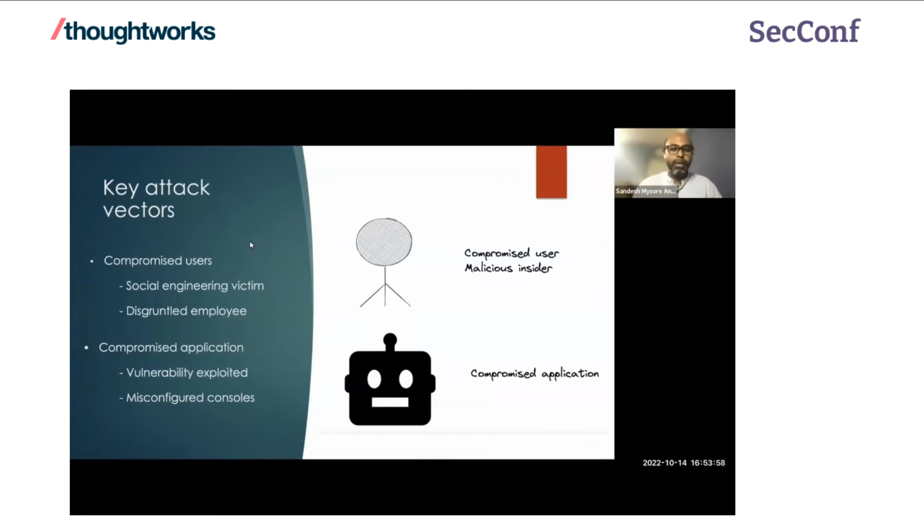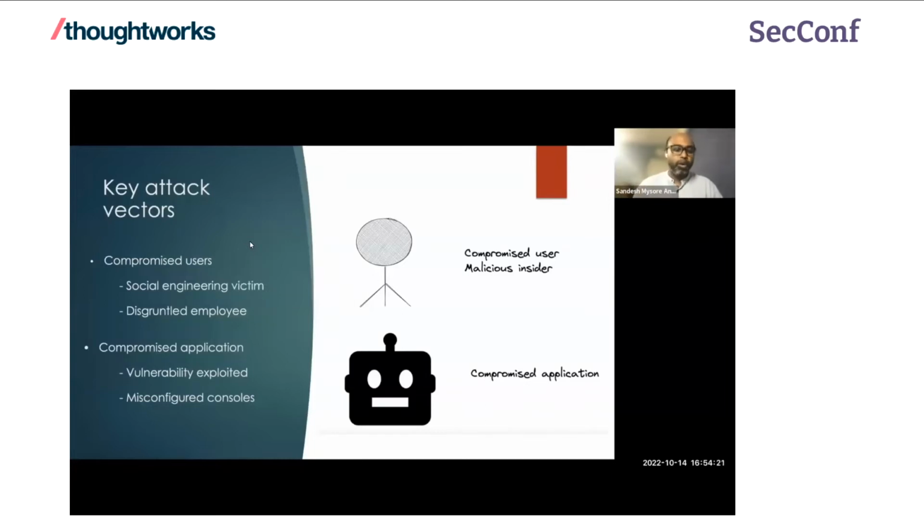But really, compromised users are our number one threat actors there. The second thing is the compromised application. So you have a vulnerability which leads to an RCE, which leads to control of a machine, and then one of the things you want to do from there is to go and steal data that application has access to. So this is another attack vector. And finally, of course, misconfigured consoles.